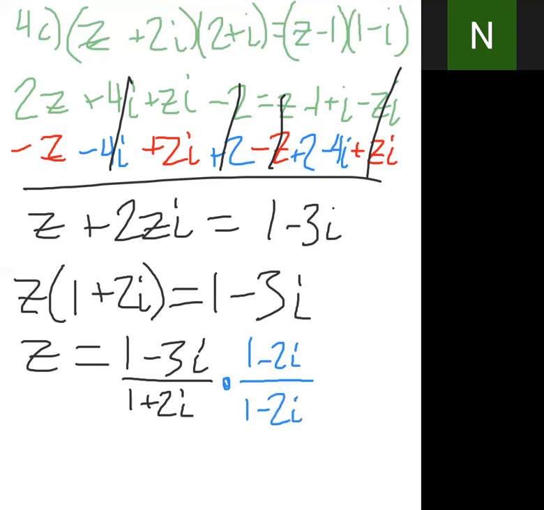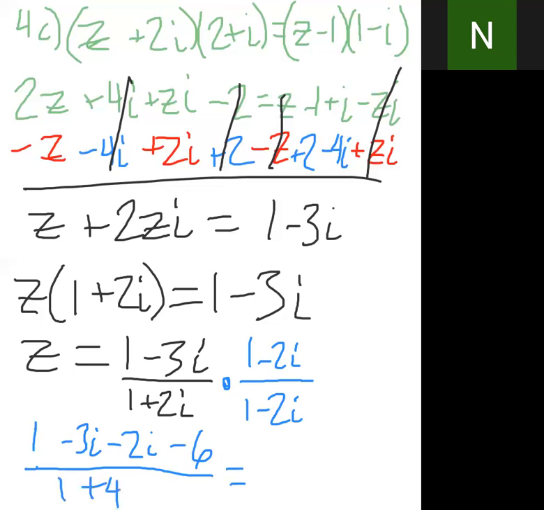Okay, and when I do that, I'm going to FOIL out my top. I get 1 minus 3i minus 2i, and then this becomes minus 6 because it's positive 6i squared, but i squared is negative 1, so that changes the sign back to a negative 1. My denominator is c squared plus d squared, which is 1 plus 4. Okay, so I'm going to simplify.